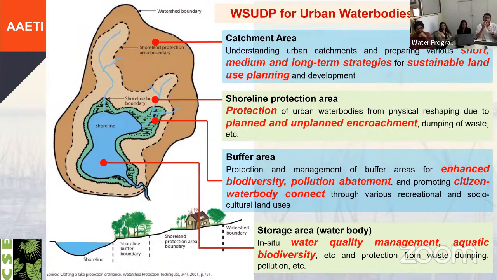You look at the shoreline and the buffer area, and how can you use those to maybe have pollution abatement implemented over there, maybe have a recreation zone over there. How do you want to address encroachments at the immediate water body? And you also want to look at the storage area. How do you actually manage the water quality inside the lake or a pond or a wetland? How can you focus on aquatic biodiversity in those areas?